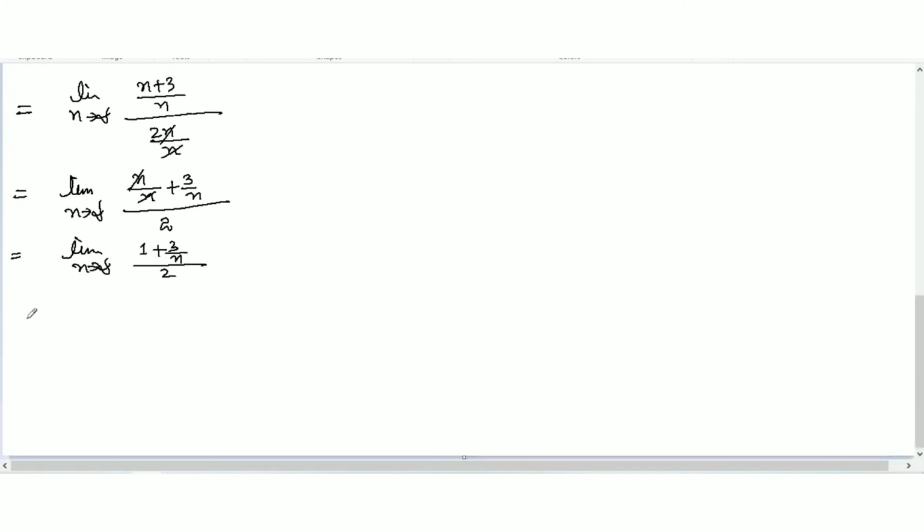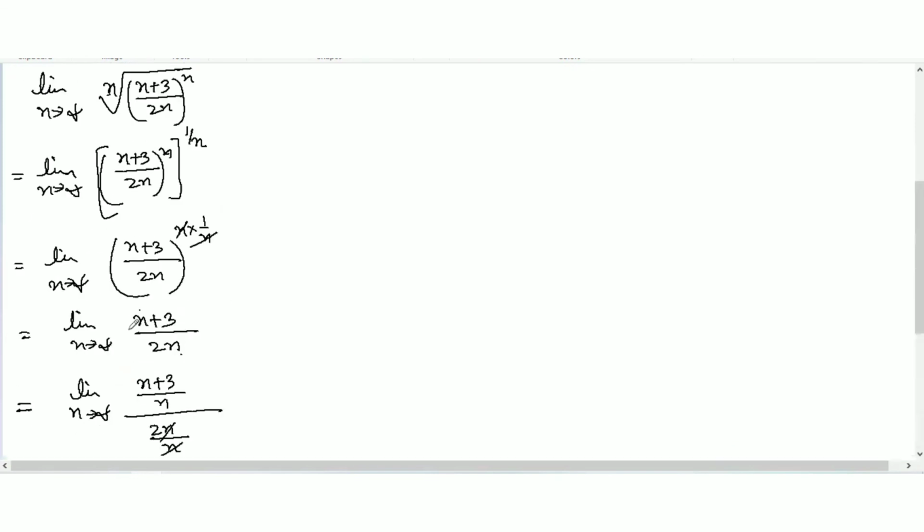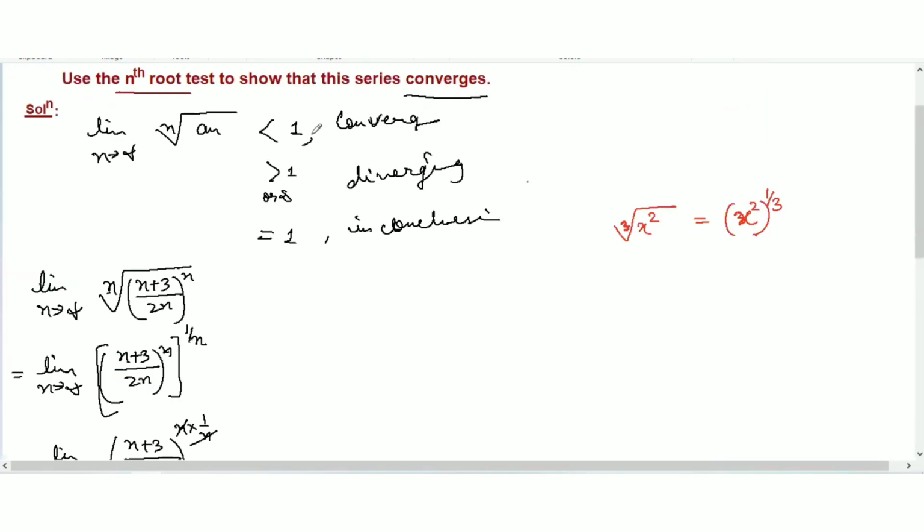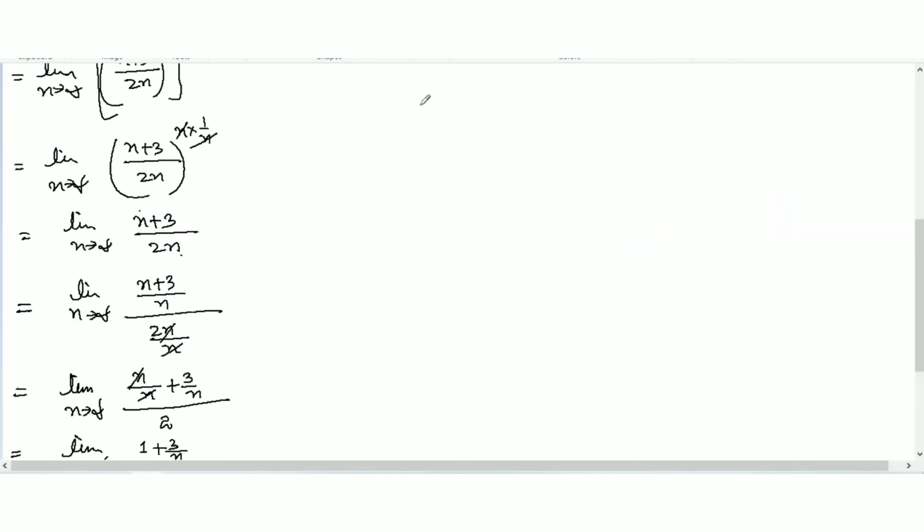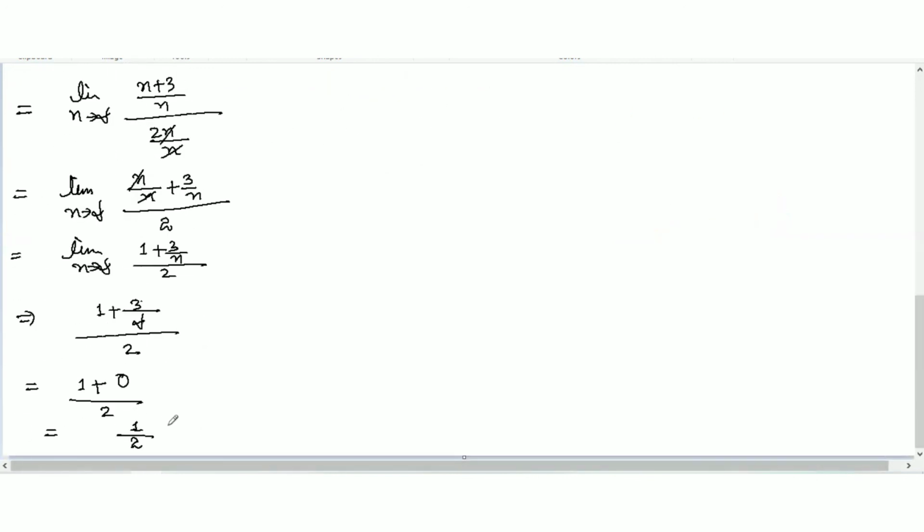Now substitute n tends to infinity here. So 1 plus 3 over infinity, all over 2. If you divide a small number like 3 by a very large number, we will get not 0, but it will tend to 0. So we can write 0 here, all over 2. So what value did we get? 1 over 2. And the nth root test says when you get less than 1, the series will converge. So here we got one half, which is less than 1. So this means the series is converging.